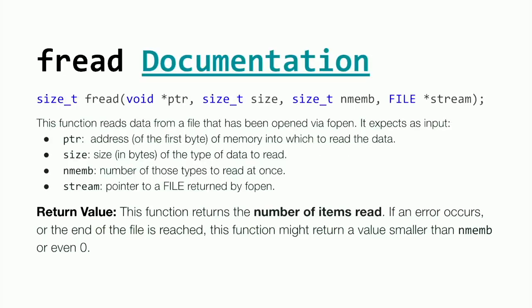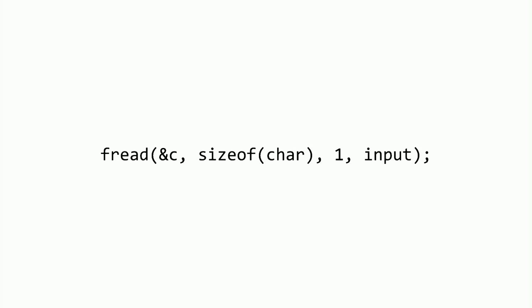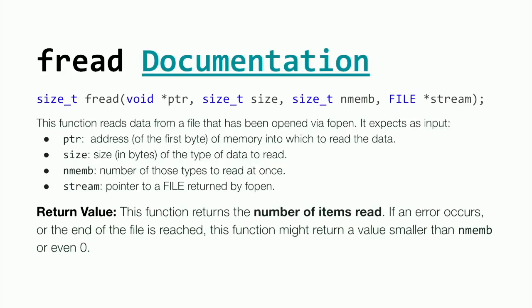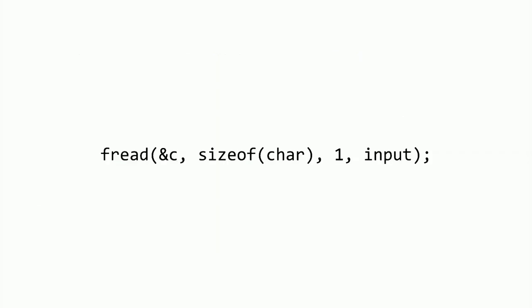Okay. This is going to return the number of items that we read. And so if an error occurs, or if the end of the file is reached, then this function might actually return a value smaller than nmemb, which is, in this case, 1. So in this case, it could either be 1 or it could be 0. This would return 0 if there was nothing to read.